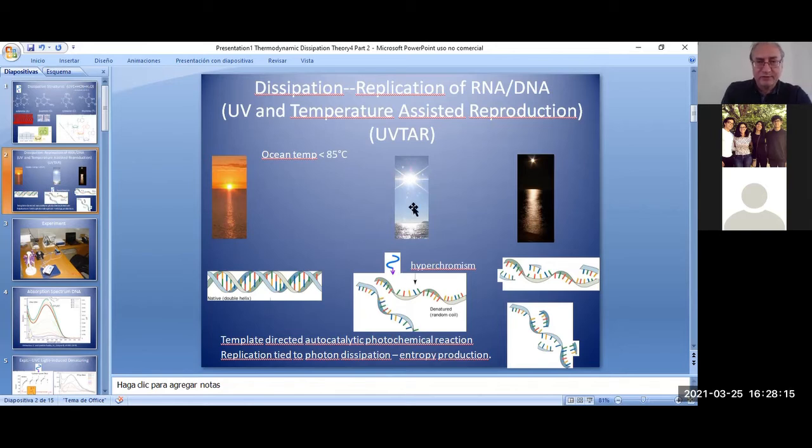So we have these two effects. One is the infrared light from the sun warming the ocean surface in the afternoon. And also we have the absorption of ultraviolet light on DNA, which is being dissipated into heat locally, or this proton transfer process, which I'll explain in a minute.